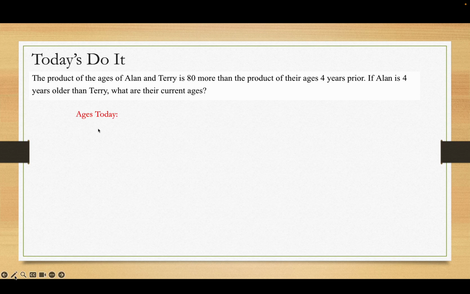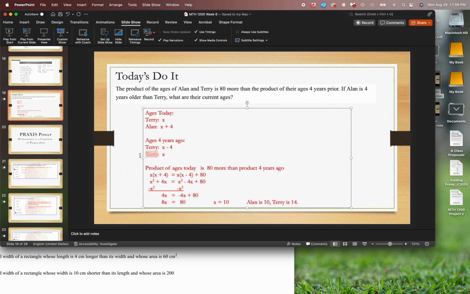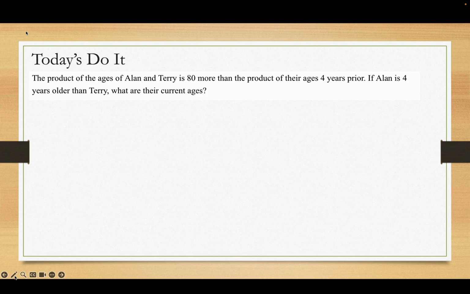Okay, so ages today, Alan and Terry. Alan is 4 years older than Terry. So Terry is X, Alan is X plus 4. What are their current ages? Well, the ages 4 years ago, Terry would be X minus 4. Of course, I didn't adjust that one. I should have. Okay. And Alan would be X. So I would have lost a little bit of credit on this because I messed up the names.